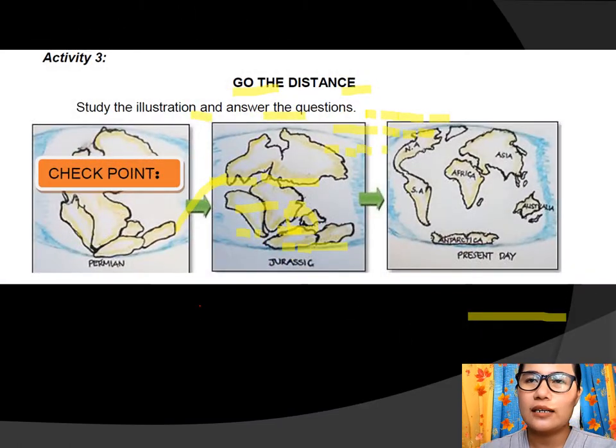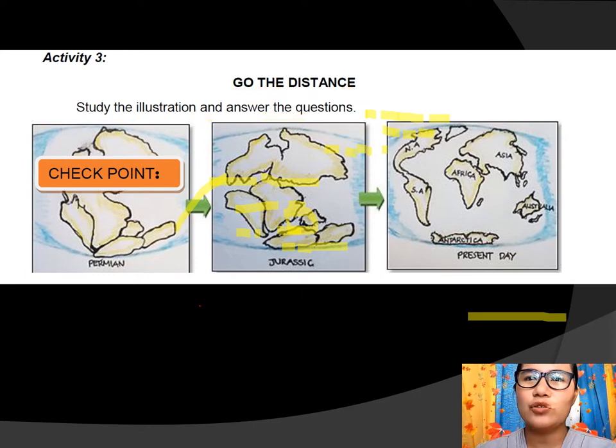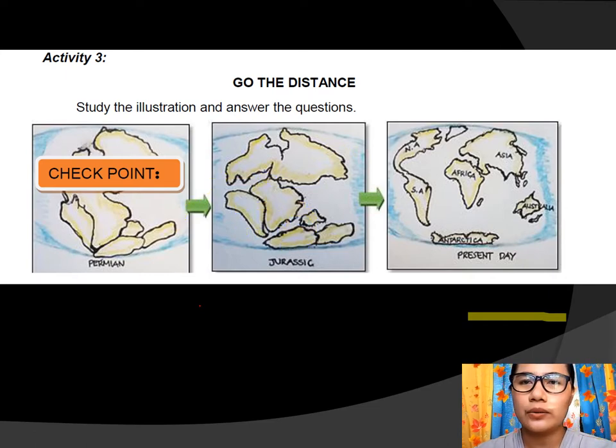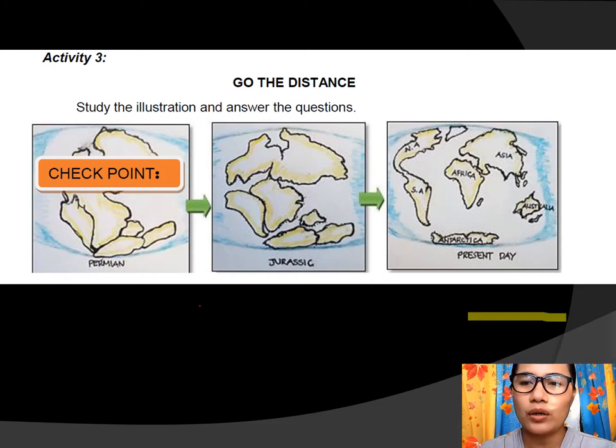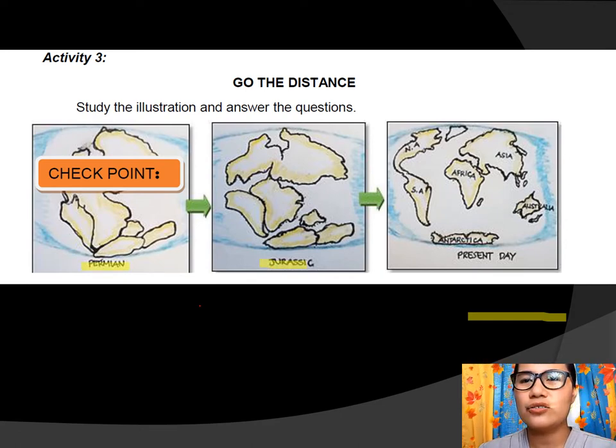Next activity, it is entitled Go the Distance. You will simply have to study the illustrations and then you answer several guide questions that follow. So as you can see in the illustration, these are during the different eras of the earth or epoch: the Permian era, the Jurassic era, and the present day era.